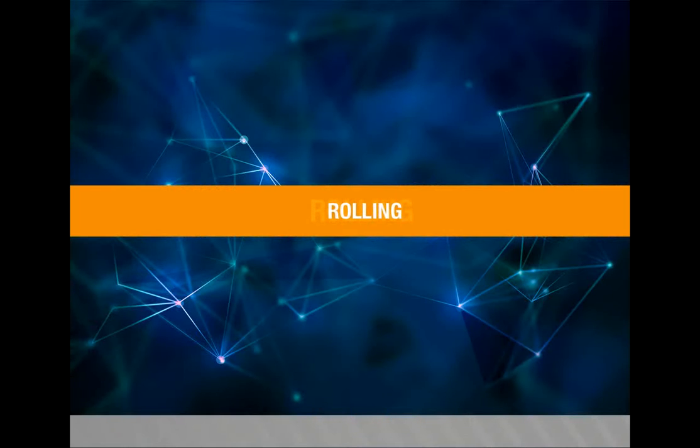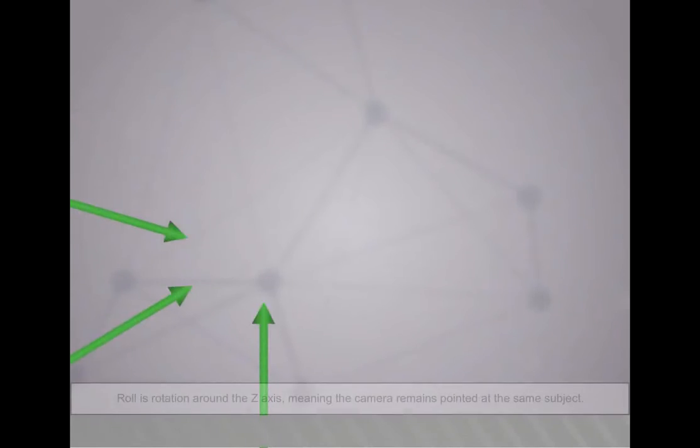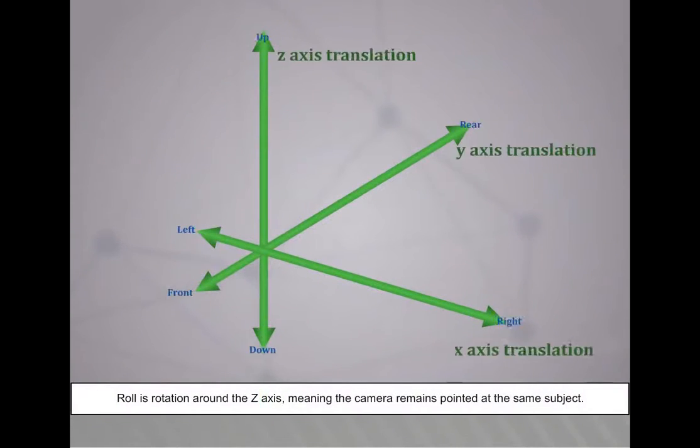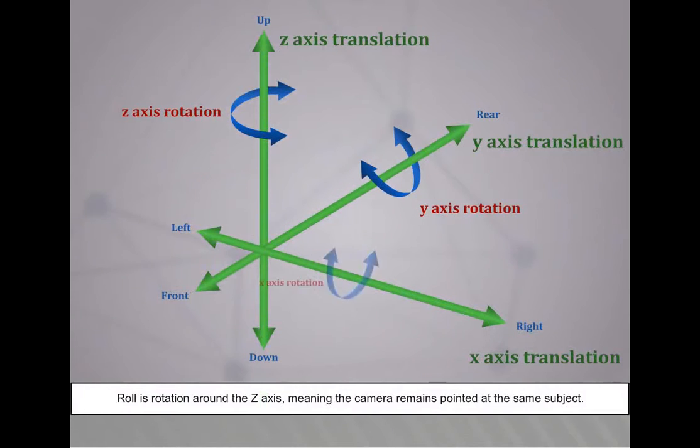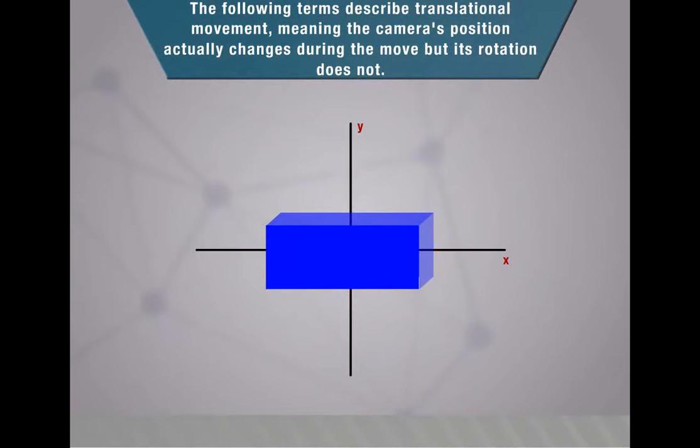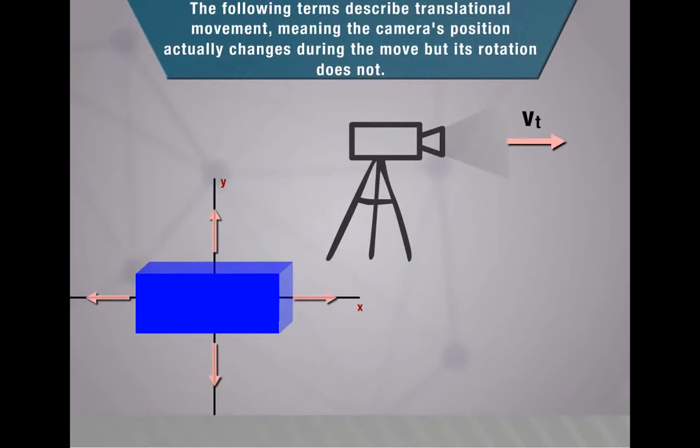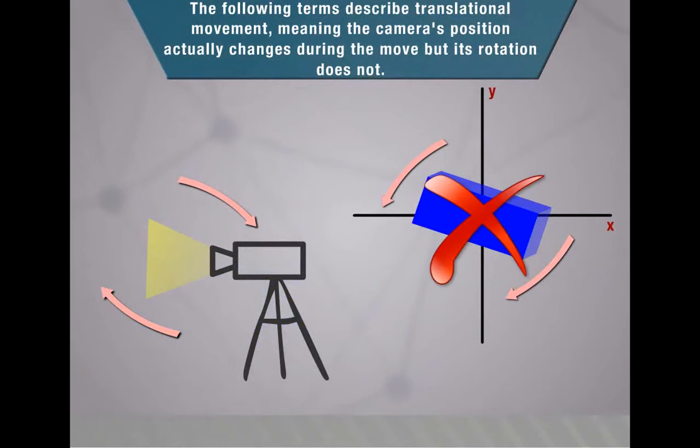Introduction to rolling. In this video, we are going to see about rolling. Roll is rotation around the z-axis, meaning the camera remains pointed at the same subject. The following terms describe translational movement, meaning the camera's position actually changes during the move, but its rotation does not.